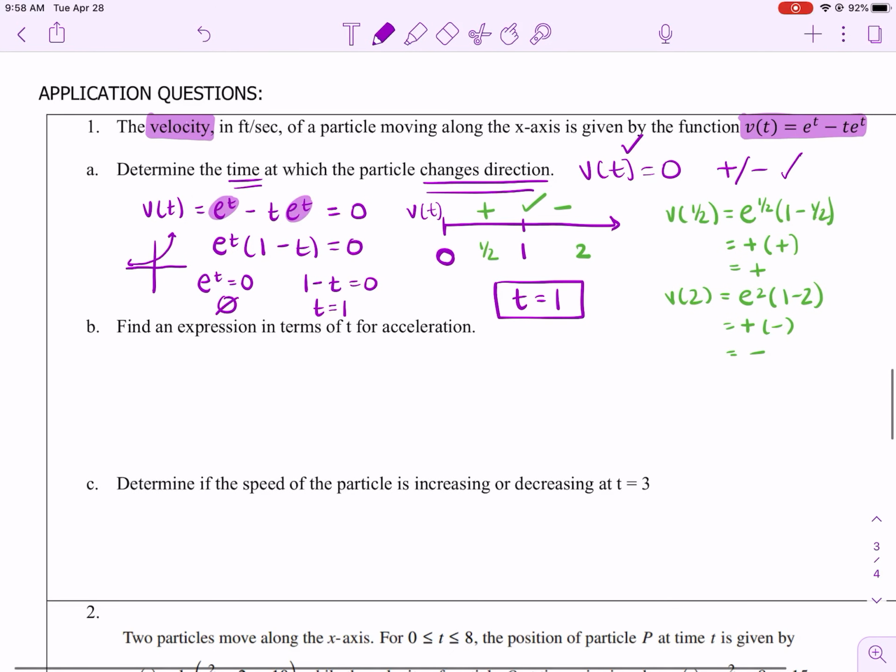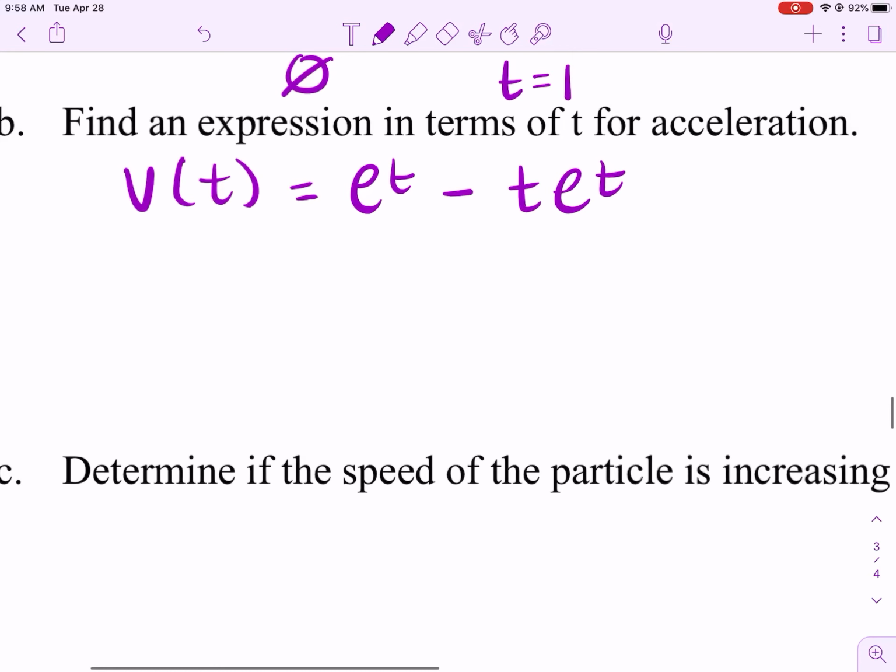Okay. In part B, they're asking you for an expression in terms of t for the acceleration. Recall that the acceleration is the derivative of velocity. So if I have that the velocity is equal to e to the t minus t e to the t, we're just going to take the derivative of that expression for the acceleration. Remember, acceleration is the derivative of velocity. So let's start with the first term, the derivative of e to the t. That's just going to be e to the t.